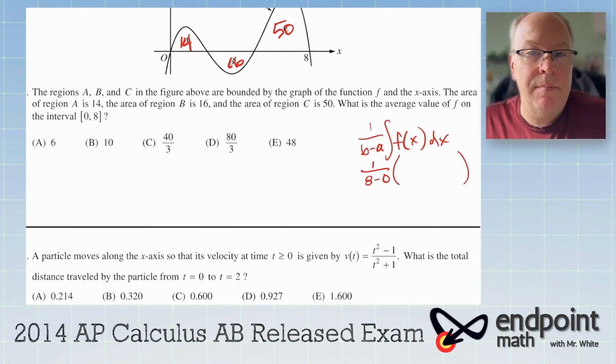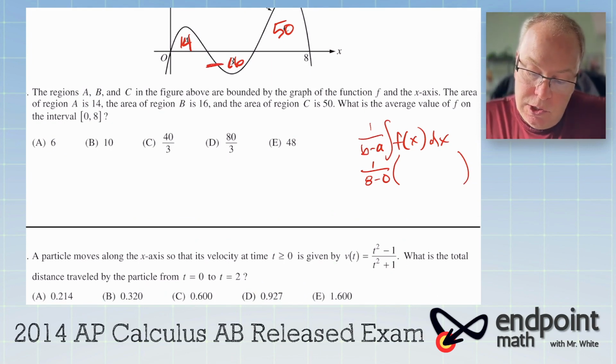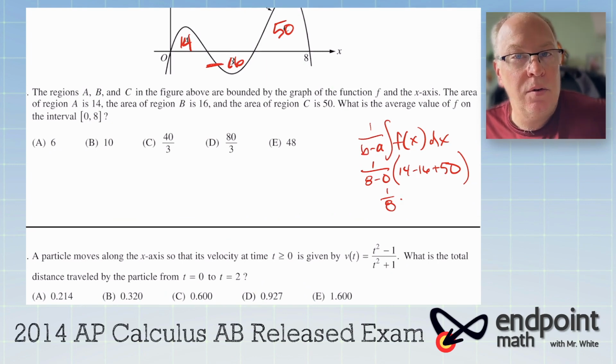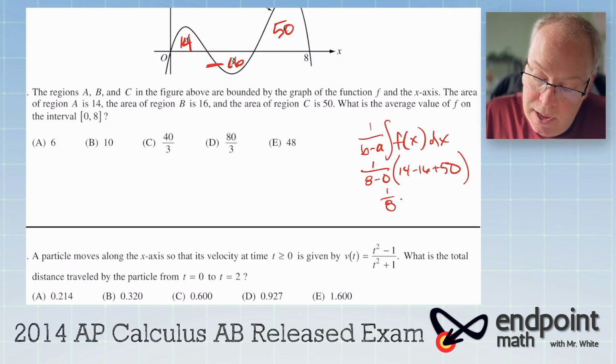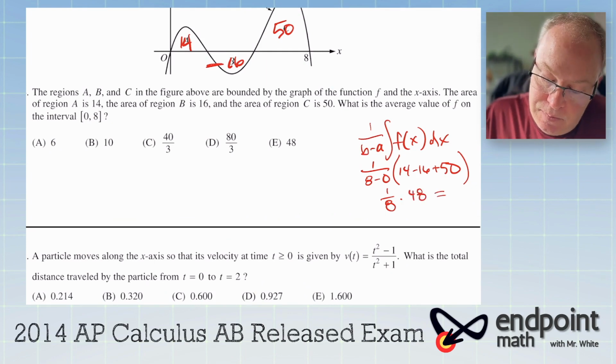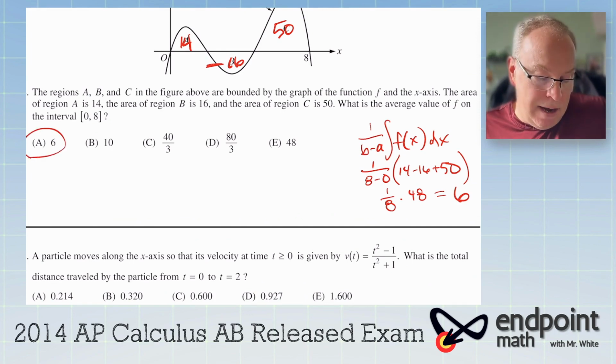All we have to do is add up the areas, but don't forget the 16 is negative. So it would be 14 plus negative 16 plus 50, so that's 1 over 8 times. You can do that in your head without a calculator. Do it. I bet you'll do it more quickly. 48. And look at that, 48 divided by 8 is 6. And that is the correct answer there on 84 is A.